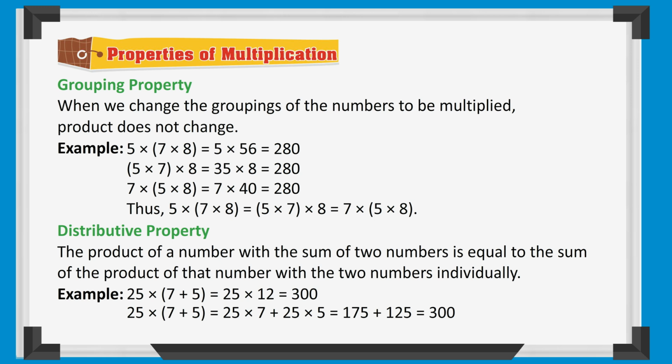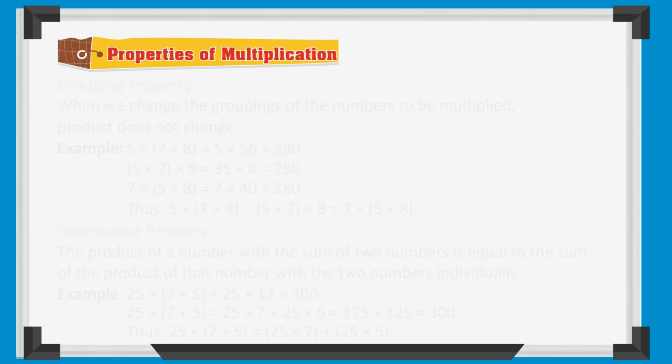25 times (7 plus 5) equals 25 times 7 plus 25 times 5 equals 175 plus 125 equals 300. Thus, 25 times (7 plus 5) equals (25 times 7) plus 25 times 5.